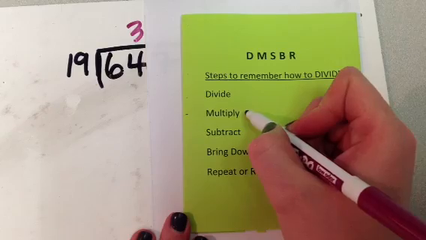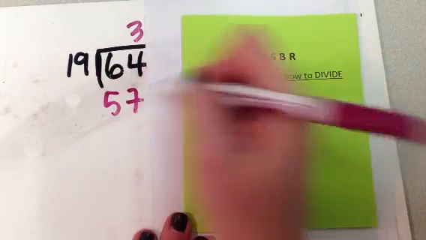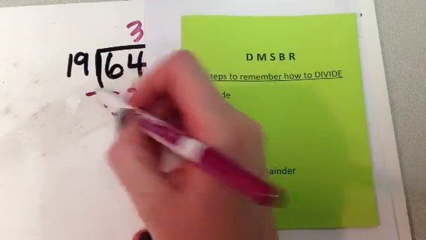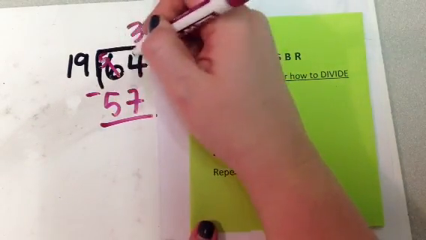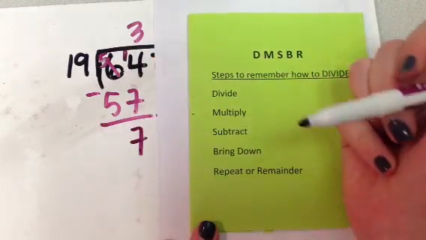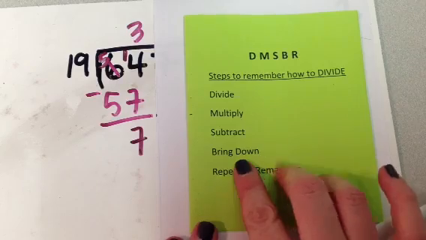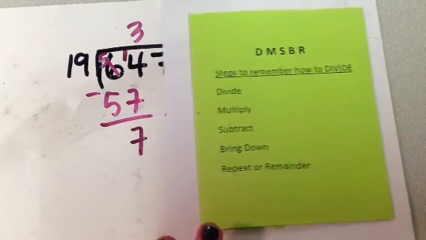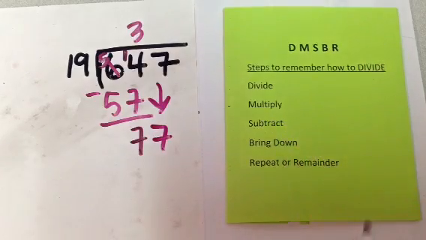That's my divide step. Let me slide back over. Now I'm going to multiply. 19 times 3, 57. Now I subtract. Oh, and I'm going to do some borrowing here just because that makes it easier. Oh, 7. That's how much I've got left over. There we go. So now I'm going to bring down. So I'm going to slide over, expose that last number I've got there, bring that 7 straight down.